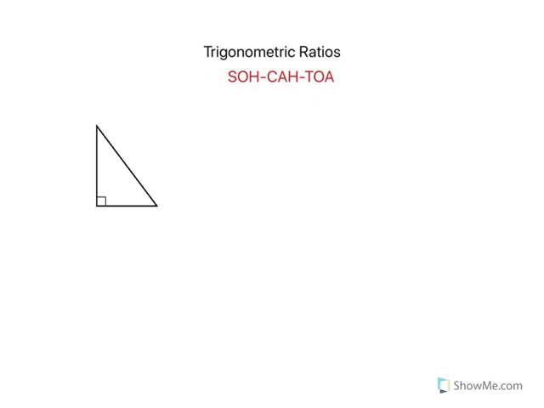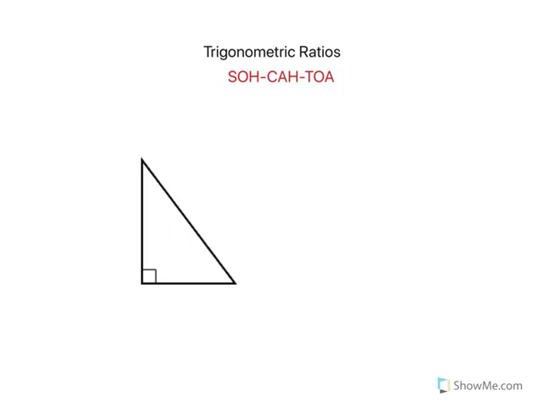So the first thing that you need to know how to do for SOHCAHTOA is how to label correctly the sides of a triangle. So looking at my right triangle here, you should already know which side is the hypotenuse. So this side here is my hypotenuse. We're going to label the two other sides. We're going to label one of them opposite, the other one adjacent. It depends on which angle we're working with.